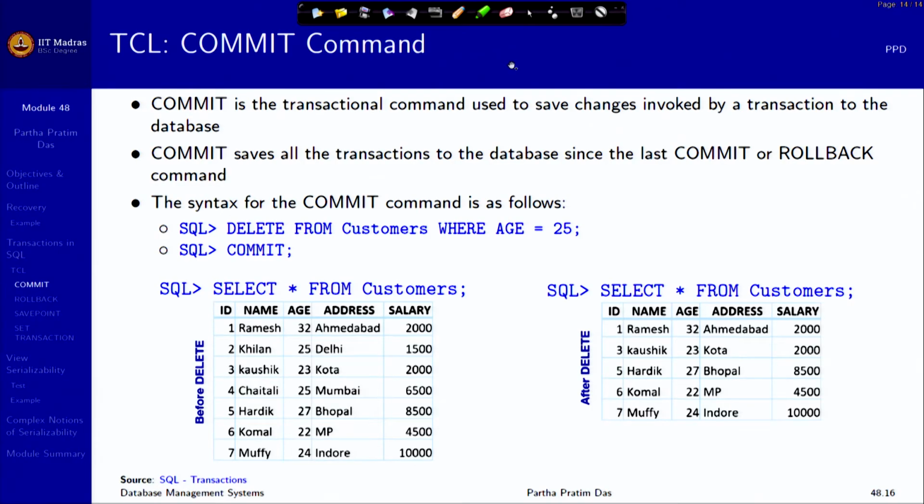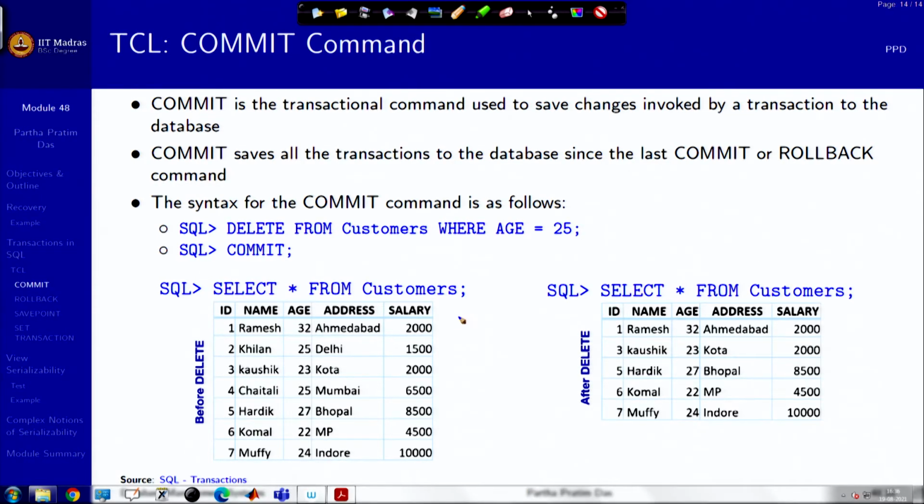So, examples of the commit command: say you have a table here, and you write an SQL command where age is 25. So, age is 25 here, and here. So, you delete, and after delete you commit, which means the changes become permanent. So, after delete what has happened? Record ID 2 and record ID 4 are now removed from the table. So, the changes have been made permanent in the database.